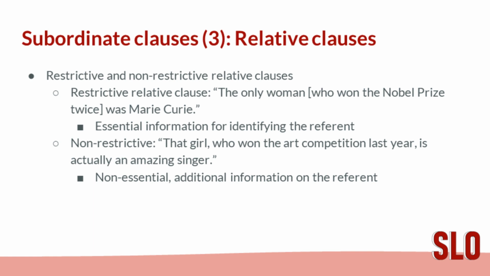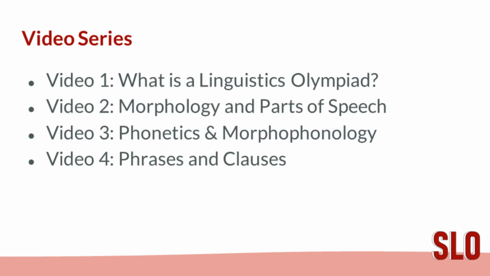This is indicated by pauses when we are reading it, and when we are writing it, we indicate it via commas. In the example, "That girl, who won the art competition last year, is actually an amazing singer." The non-restrictive relative clause, "who won the art competition last year", actually provides additional information about the girl. The sentence would still be grammatically correct and meaningful if this clause were removed, i.e., "That girl is actually an amazing singer." Alright, so that's all for this video on phrases and clauses.